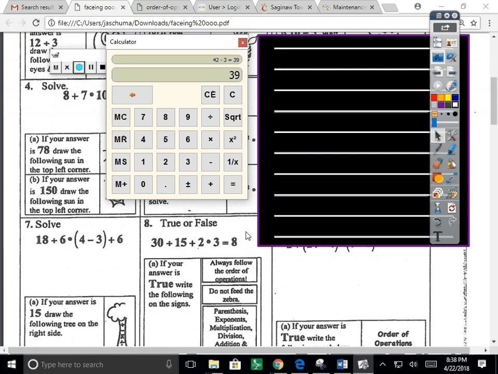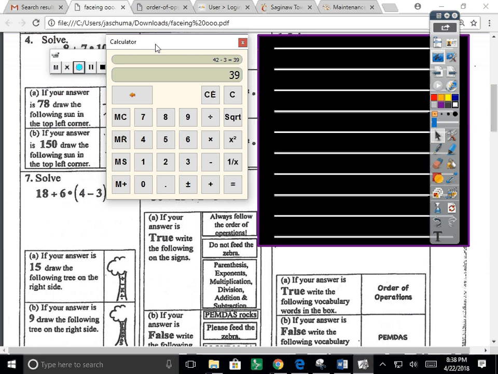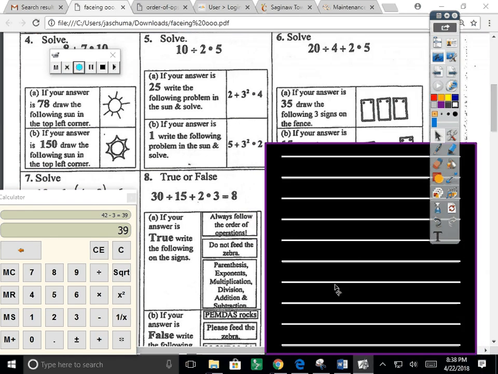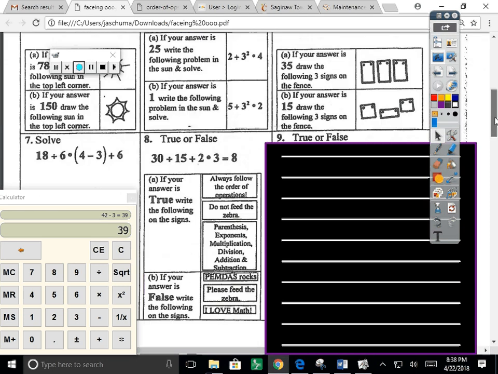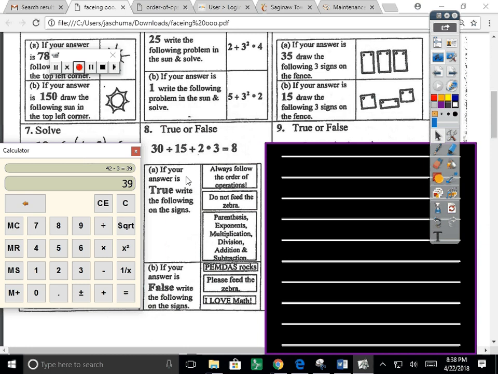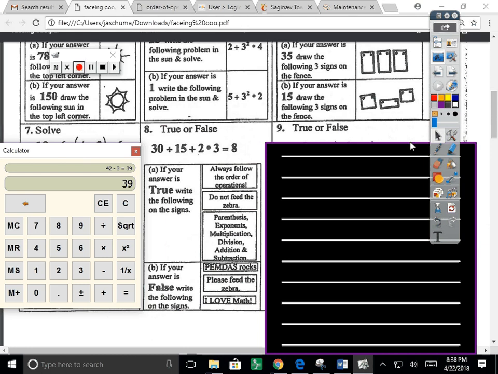So I noticed an interesting one coming at us. Down here, if I fast forward to number 8, there's something a little bit different going on here. They ask me if it's true or false. So what it really means is I am going to have to test it out. I'm going to have to see if number 8 ends up equaling 8.